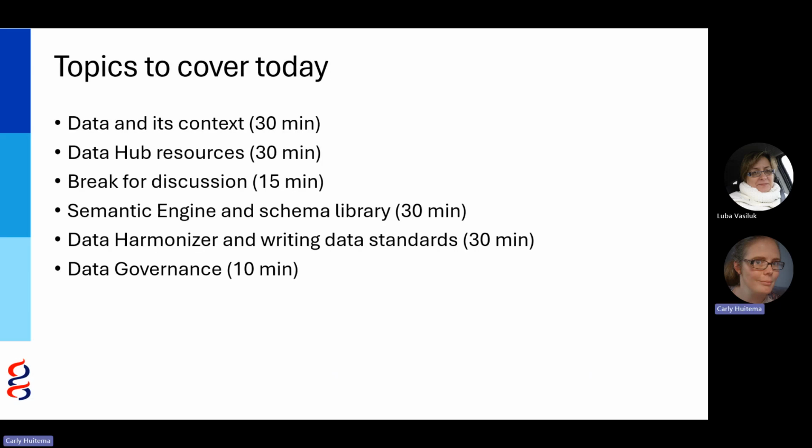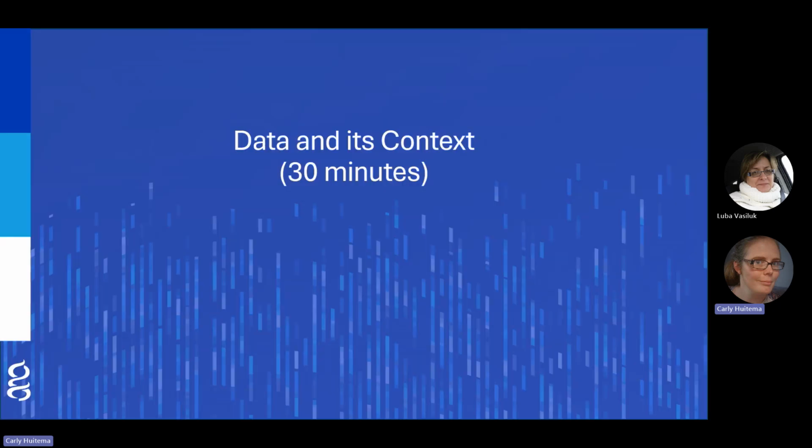I don't like lists, but here we are. Because it's important, we have 2.5 hours, and I hope we won't take the entire time. We shouldn't. But first of all, we're laying the context of the Data Hub, data in its context, and the resources that the Data Hub is going to be developing. We're going to have a break for discussion, and then we will go into some more of the specifics of some technologies that we have started up already or brought into the fold. The semantic engine, talking about the schema library or the data catalog library, the data harmonizer, and how we hope to collaborate together in developing data standards. And then finally, at the end, we start onto the more complicated voyage of data governance.